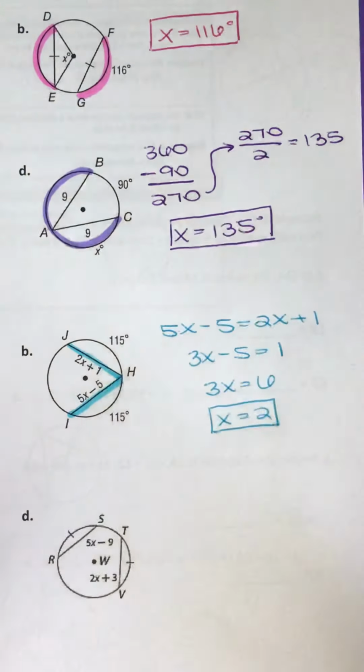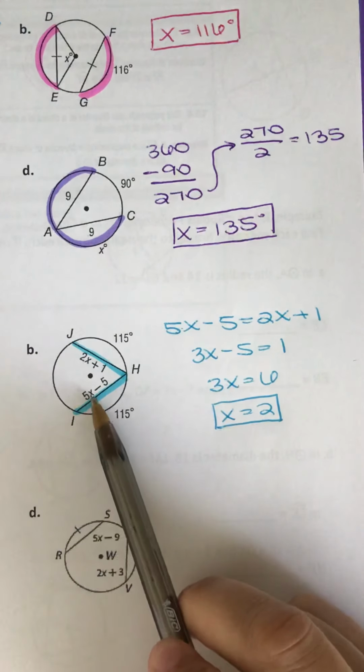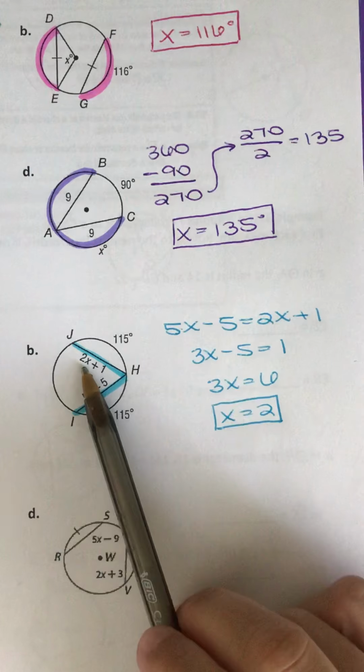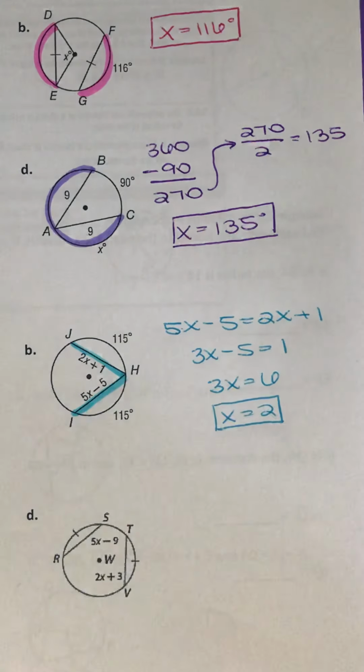And again, I can plug it back in. 5 times 2 is 10, minus 5 is 5. 2 times 2 is 4, plus 1 is 5.